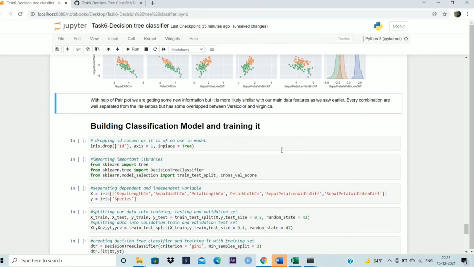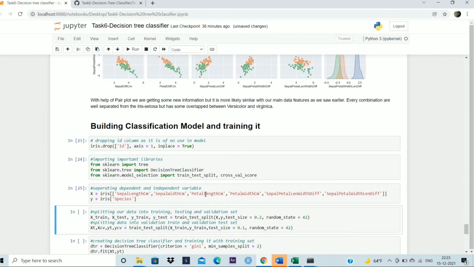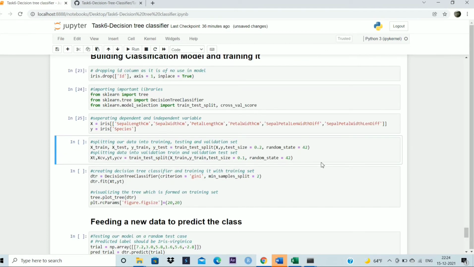Next, I'm building the classification model. And importing the libraries sklearn and the decision tree classifier for creating the decision tree, and separating the independent and dependent variables. Next, I'm training the data and plotting a decision tree using the decision tree classifier.